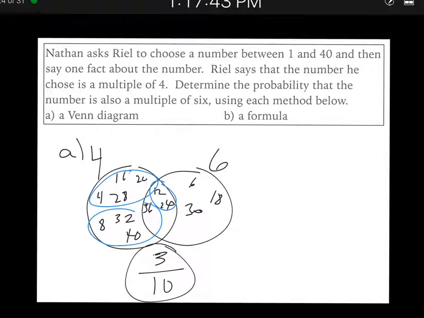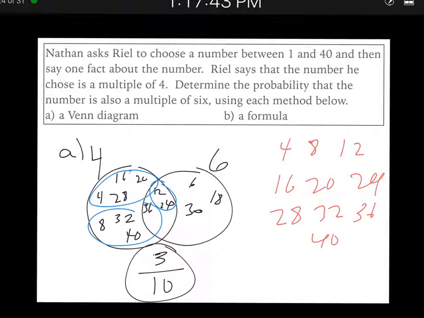You can also just do it by listing them. Honestly, if I was doing this, I would probably have just listed the multiples of 4: 4, 8, 12, 16, 20, 24, 28, 32, 36, 40, and then I'd circle the ones that were multiples of 6. So I'd be like, oh, okay, it's 3 out of 10. That's how I would honestly do this problem if it was me. I would have just listed them out. So you only have to do a Venn diagram if it specifically tells you to. It's not a bad way, but it's not the only way either.